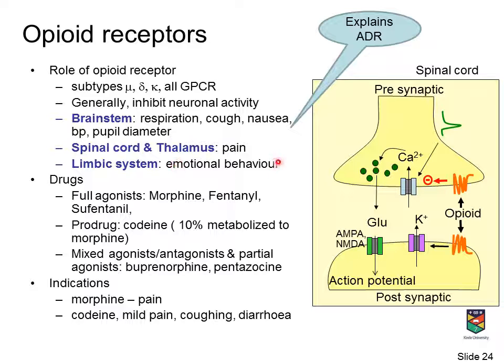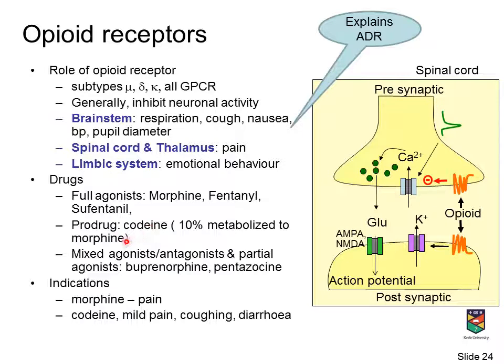That's why heroin users take the drug, and so you expect that opiates will have a euphoric effect on patients who take them. Now, there are a whole range of classes of drugs, so the pharmacology gets kind of interesting here. So we've got drugs that are full agonists, such as morphine, fentanyl, and sufentanil. Then we've got drugs like codeine, that's a prodrug. So that actually gets metabolized to morphine.